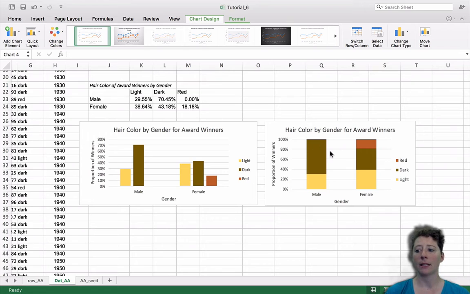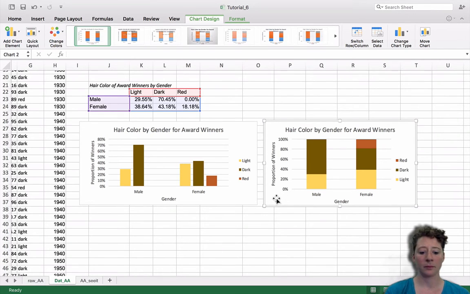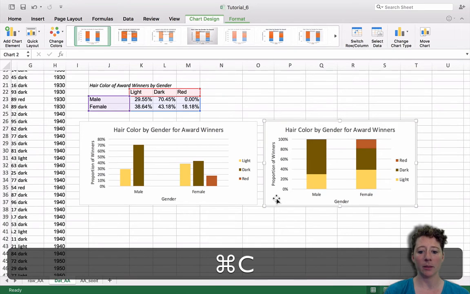In this case, a stacked column may make it easier for me to see any differences in the patterns, whereas here I would need to compare both within this group and across the different levels of gender. So I'm going to choose a stacked column. So let's put this in our write-up.